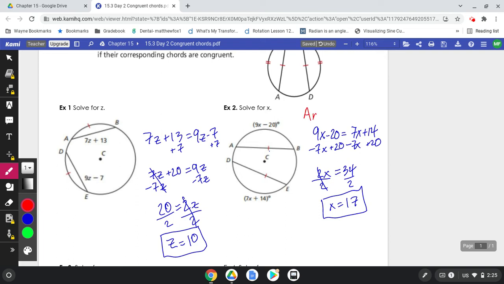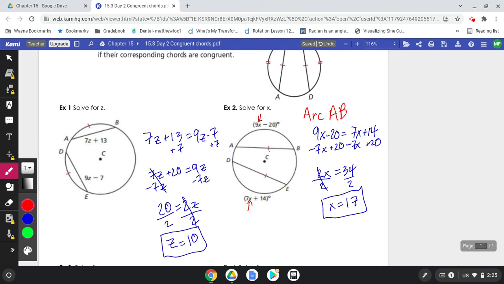Now, what if, I'm going to write in red here, what if it had asked for what arc AB had been? If it asked for arc AB, we take that 17, we plug it in. I can plug it in right there. That would tell me what AB is. Or I could plug it in right here because remember we know these are congruent. So it does not matter, whichever one you think is easier.